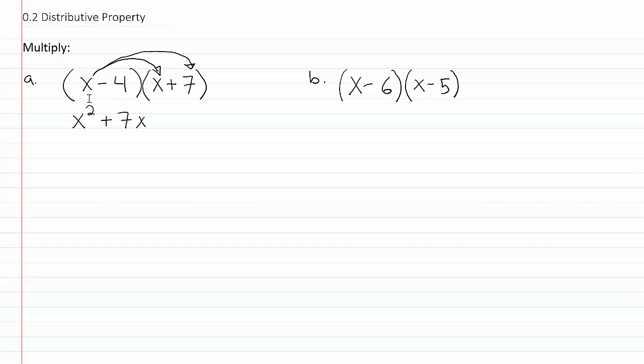Now you want to continue on by dealing with the minus 4. So it'll be minus 4 times x, which gives you negative 4x, and then minus 4 times a positive 7, which is going to give you a negative 28.